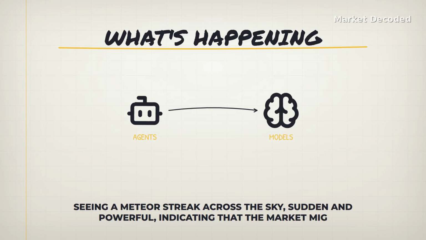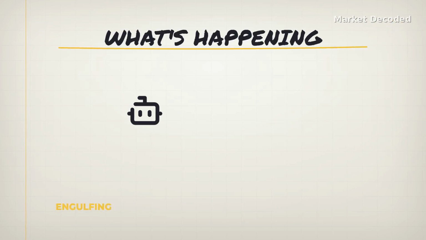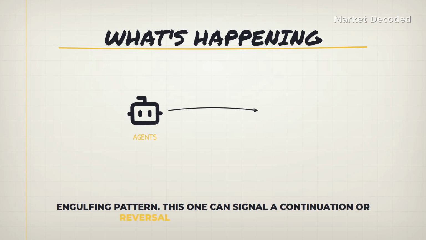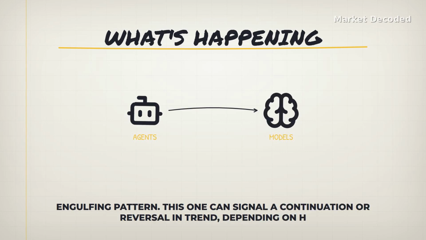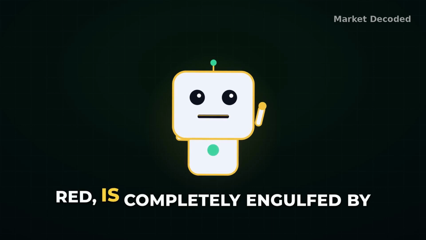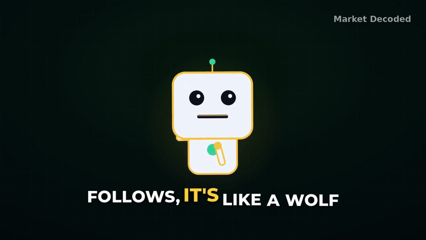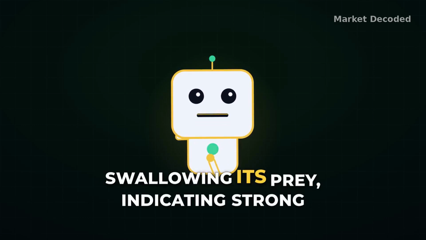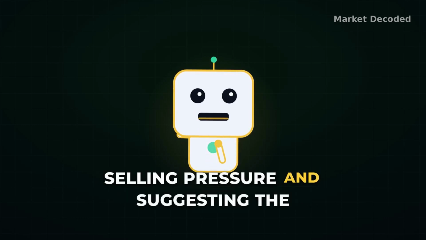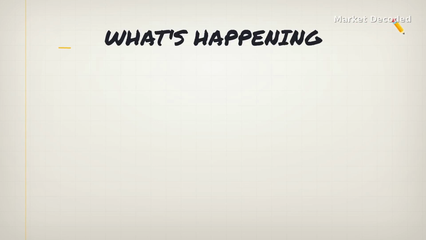The next pattern we need to understand is the engulfing pattern. This one can signal a continuation or reversal in trend, depending on how it plays out. There are two types. Bearish engulfing, when a small bearish candle, red, is completely engulfed by a larger bearish candle that follows. It's like a wolf swallowing its prey, indicating strong selling pressure and suggesting the market might continue to fall.